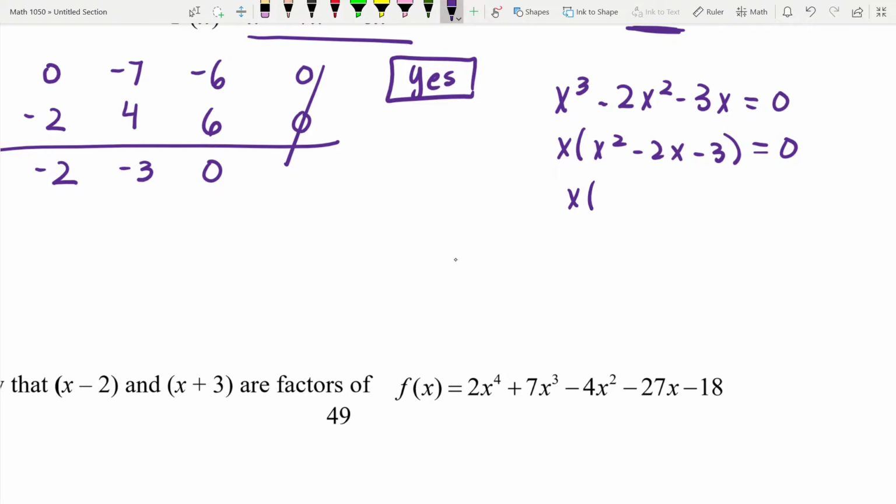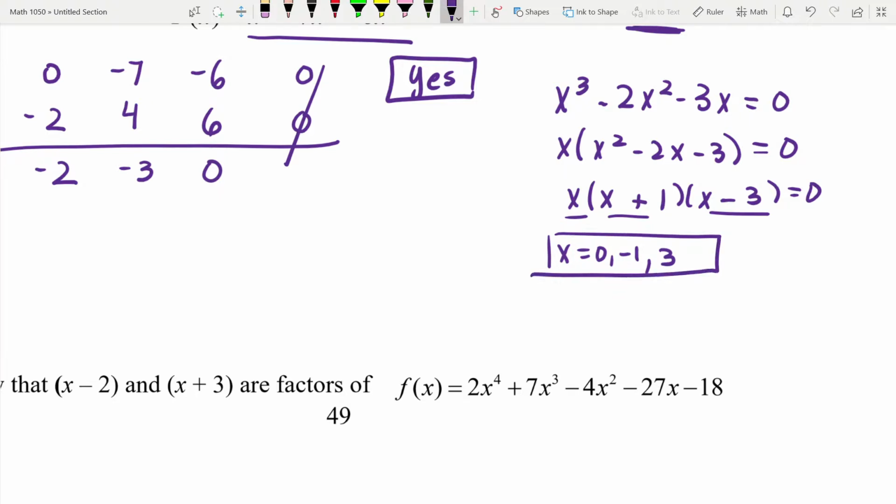Take out an x, or that x is out there. The x to the second is going to split to x and x. The 3 goes to a 3 and a 1. Signs are different because it's the negative. Set each of those equal to 0, and I get x equals 0, negative 1, positive 3. And my answer is wrong.